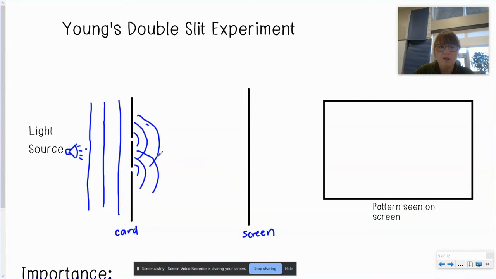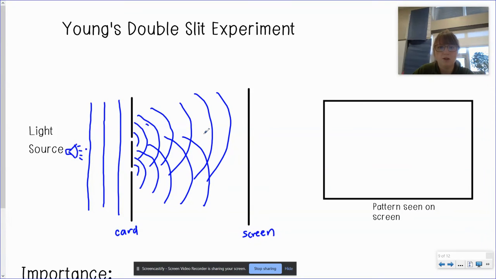So in the middle here, if I kept drawing these wave fronts, on the screen he saw a really, really bright spot in the middle. And then he saw other bright spots at different locations. So these are all bright spots here. And then in between, he saw dim areas.